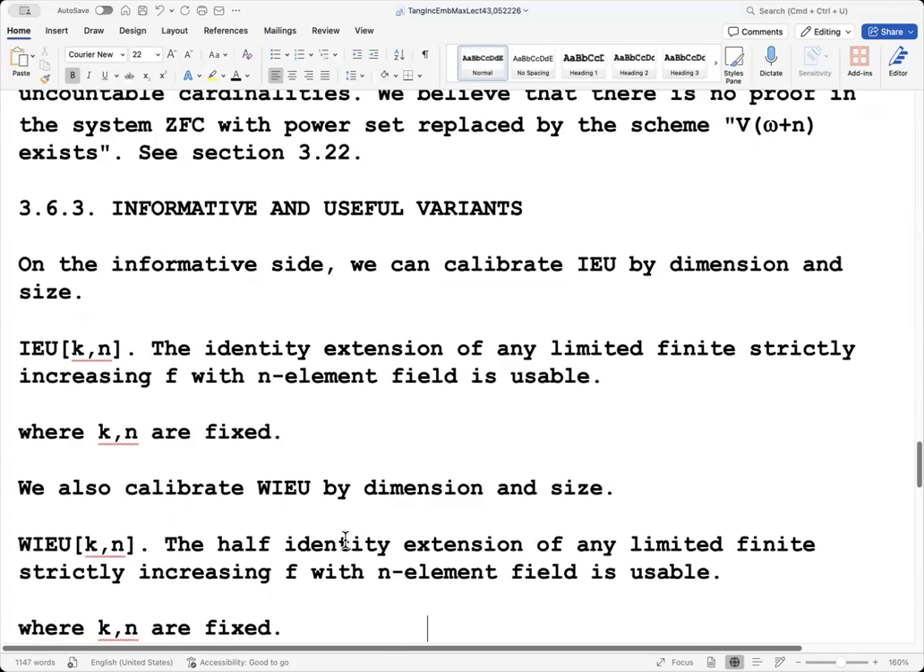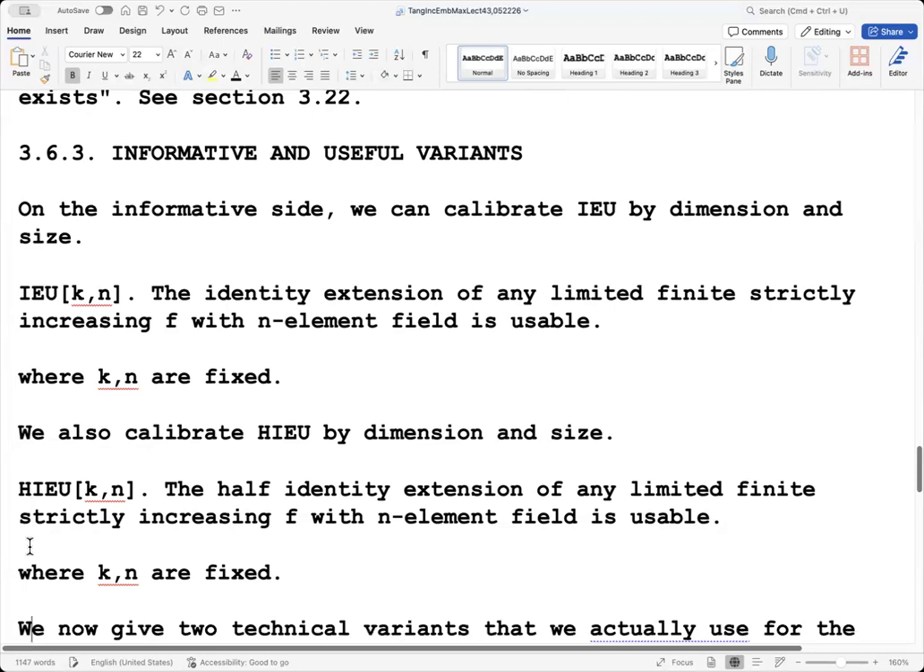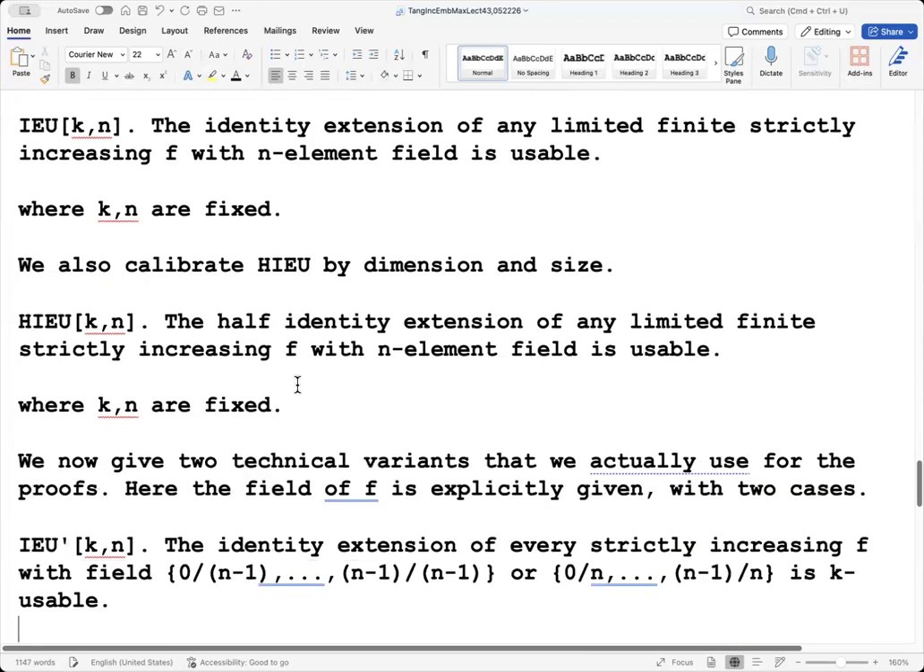Okay, and then we have the obvious: the identity extension of any limited finite strictly increasing F with n element field is usable. We can also do this for the half one. The half identity extension of any limited finite strictly increasing F with n element field is usable. I'm sorry, this is not right. This is clumsy. The dimension is over here also. It's K usable.